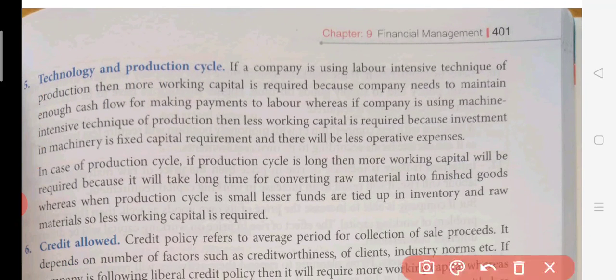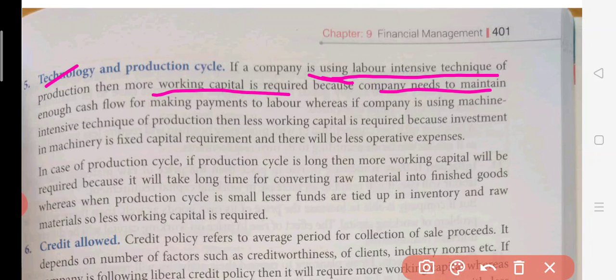Now, technology and production cycle. If a company uses a labor intensive technique, it means more labor will be used instead of capital. So they will keep more people and work, whereas a capital intensive technique means working with more machinery. If the company is using a labor intensive technique of production, then more working capital is required because the company needs to maintain enough cash flow for making payments to the labor. Here more money is required as working capital because you will be making regular payments in terms of wages to this labor. So labor intensive techniques attract more working capital.